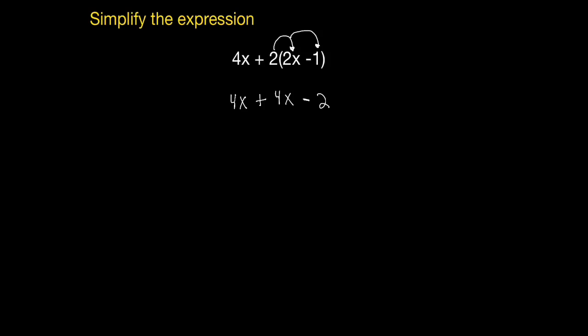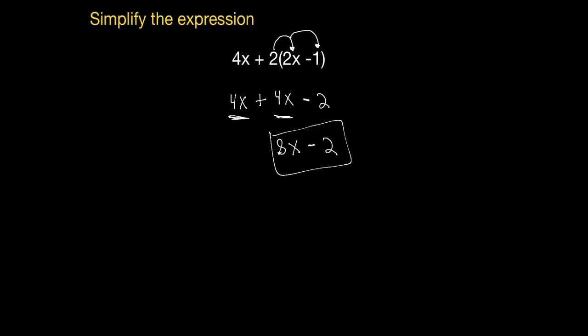And now, after we've completed the distribution, this problem is exactly like the ones that we practiced before. We're going to combine like terms. I'm going to combine the variables first. So we have 4x plus 4x, we get a total of 8x. And then we have that constant lingering there. So our final simplification would be 8x minus 2.